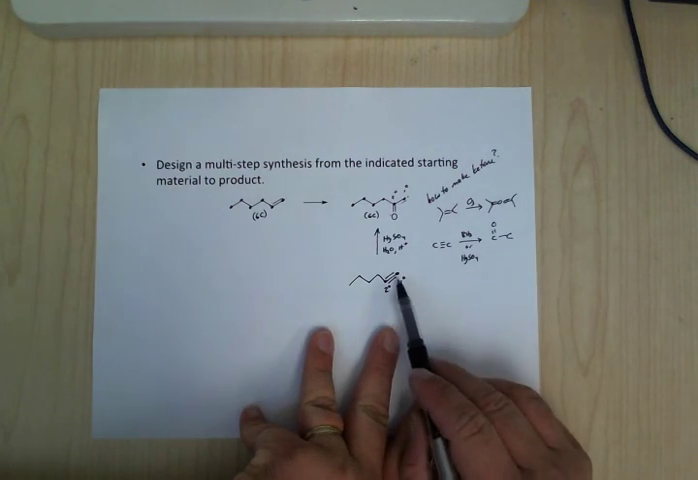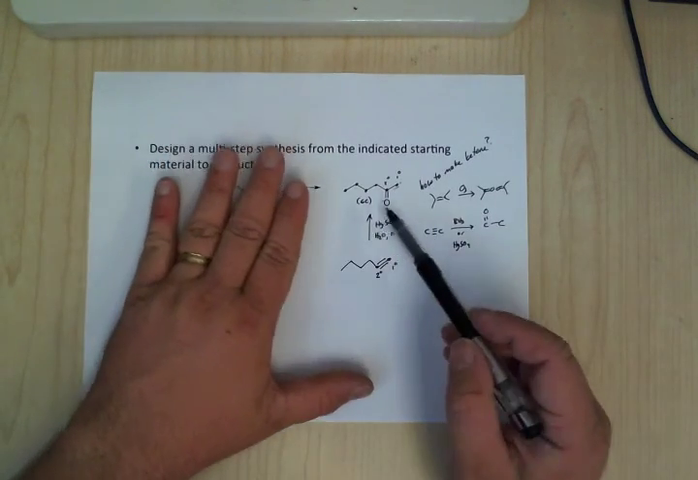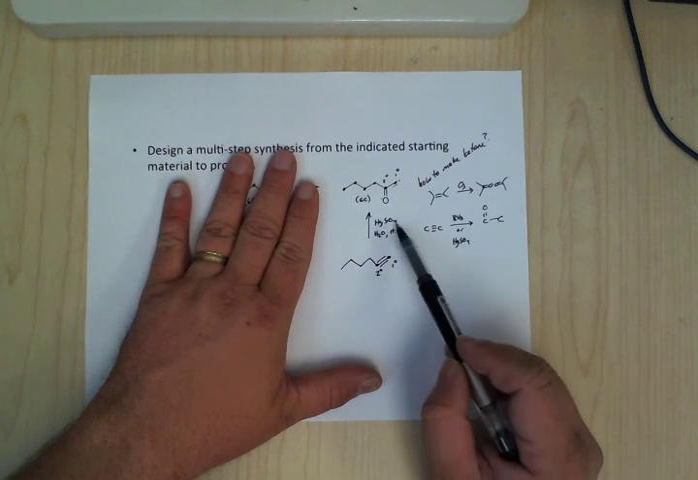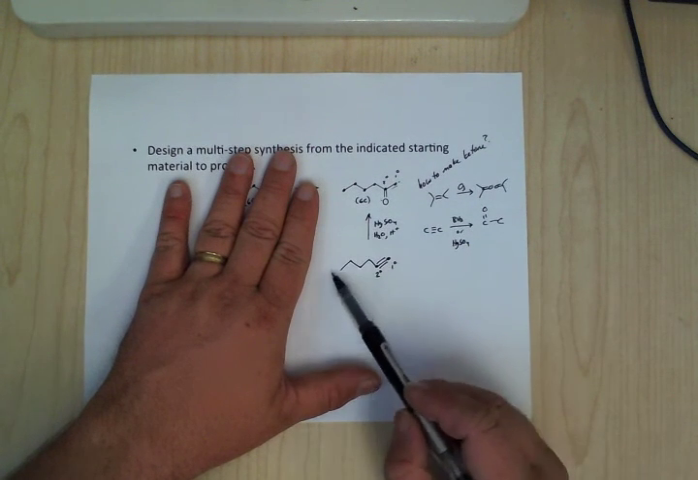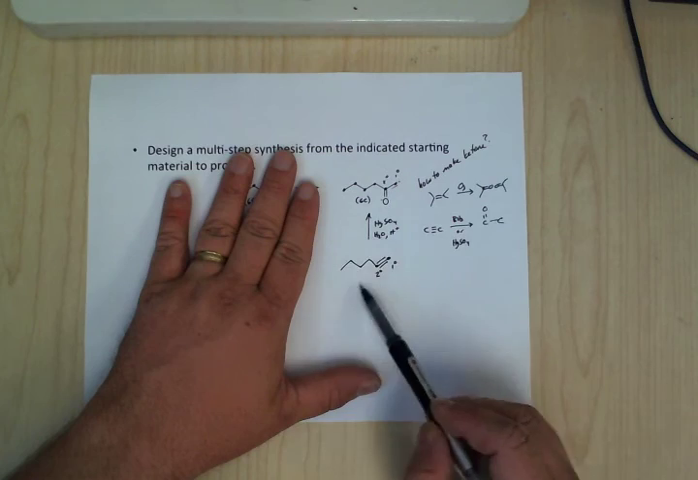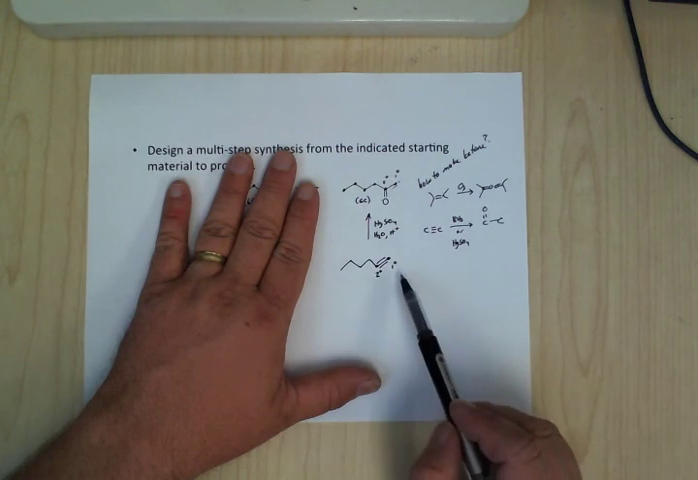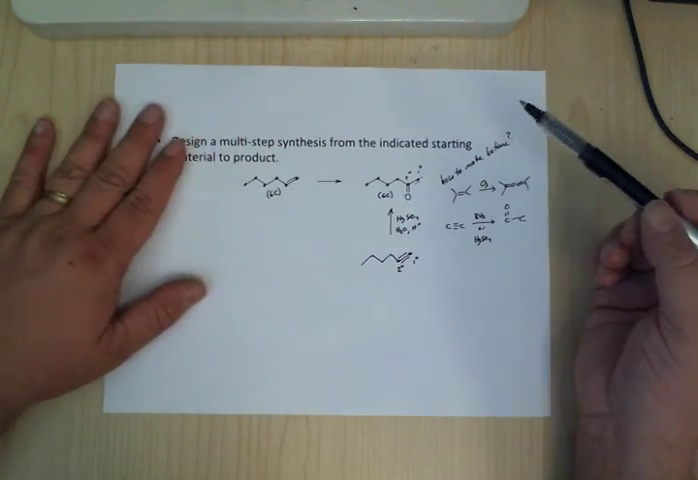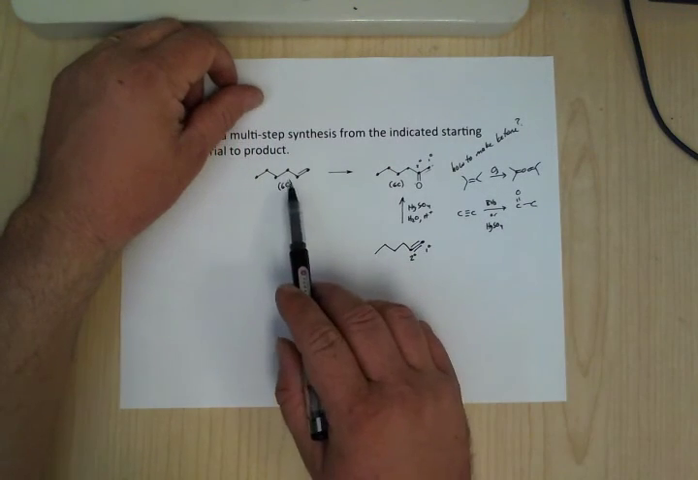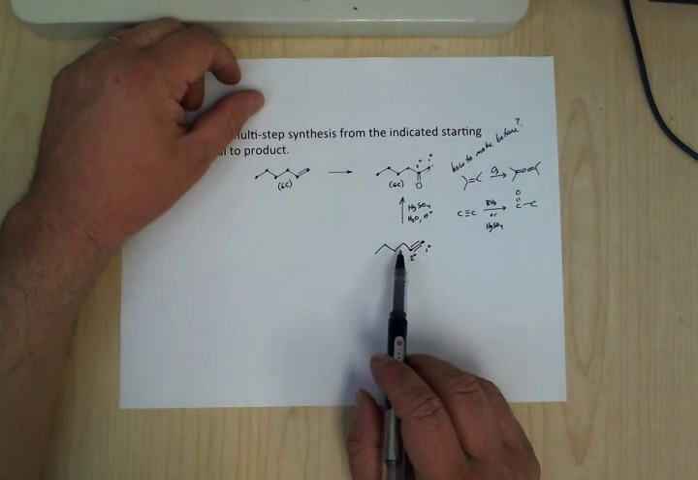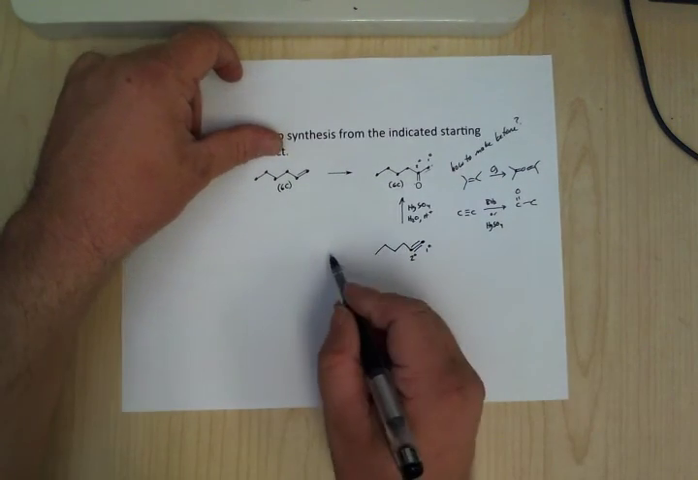So this is what we would need to do. If we want to do that step there, we would want to do that there. Okay, so how do we make a double bond into a triple bond? This is the step. So how do we make a triple bond?